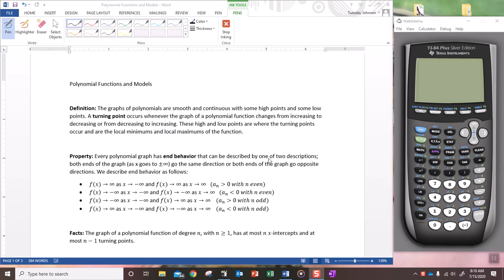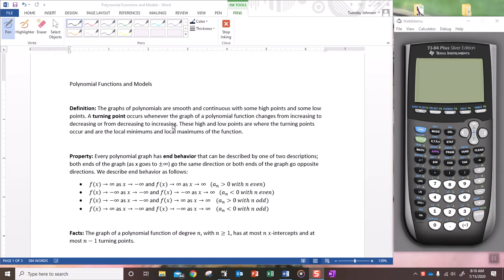All right, so a little bit of modeling going on here. Let's start with a definition. The graphs of polynomials are smooth and continuous with some high points and some low points. Now, we call these turning points, and I believe I referred to turning points in my previous video on polynomial functions if you watched that. And now we'll talk about what a turning point is.